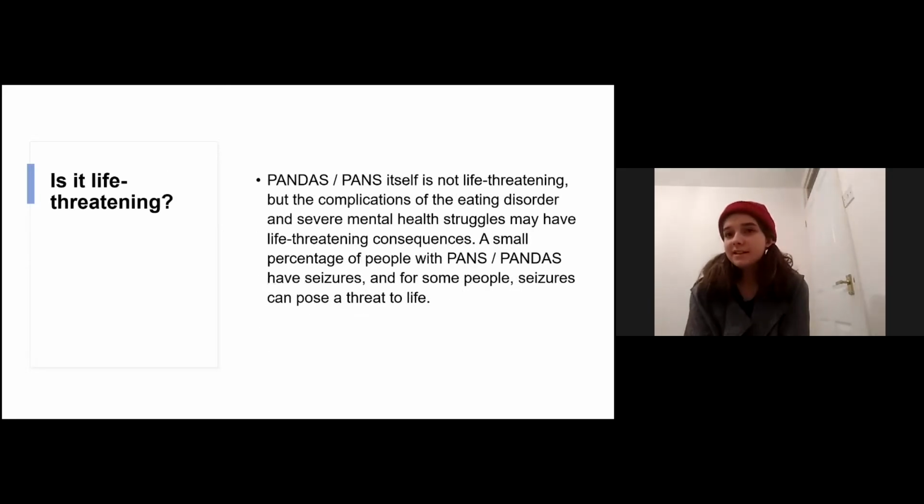PANDAS PANS itself is not life-threatening, but the complications of the eating disorder and severe mental health struggles may have life-threatening consequences, and a small percentage of people with PANDAS PANS have seizures, and for some people, the seizures can pose a threat to life.